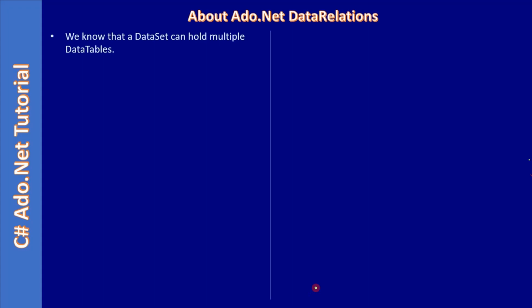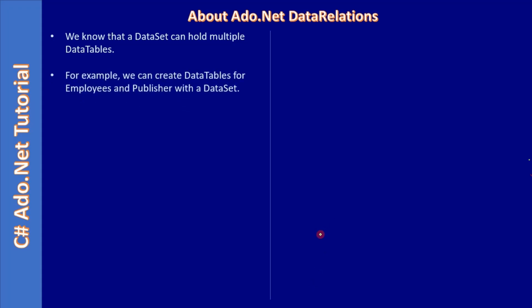We know that a dataset can hold multiple data tables, right? For example, we can create data tables for employees, so that's one data table, and publisher, that's the second data table. So both these data tables can be assembled in a single data set, right? So that's what we are stating here. A data set can hold multiple data tables, and in this example we are going to create data table employee and publisher, and we will keep them in the data set.